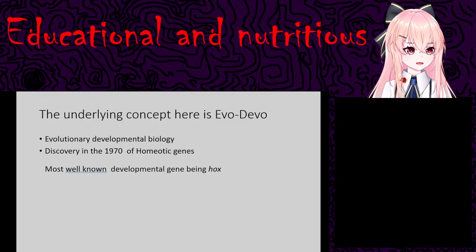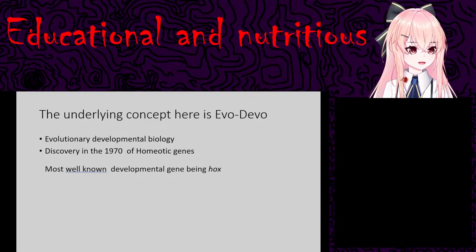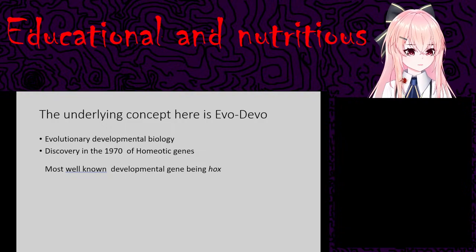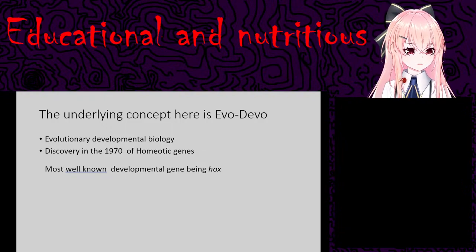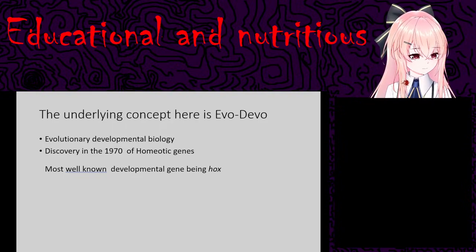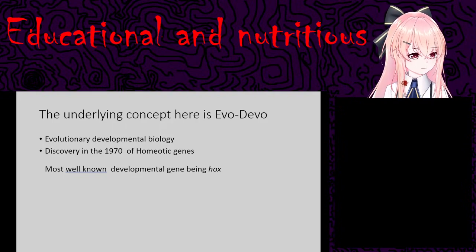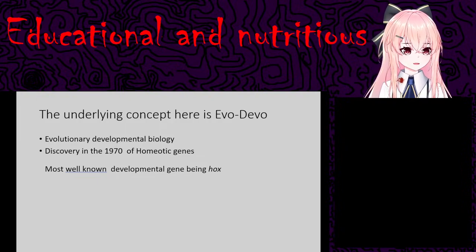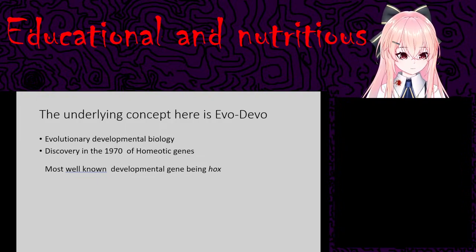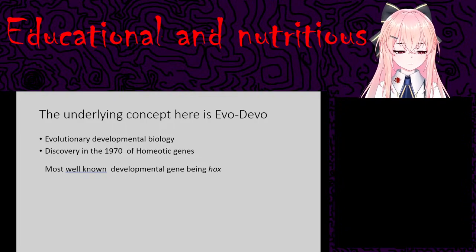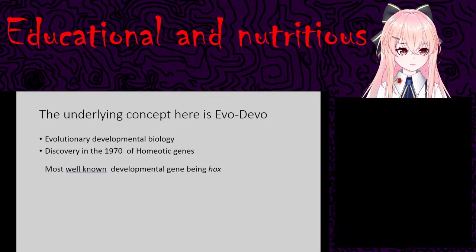Evo-Devo. Evo-Devo is not for evolution devolution, no, it's for evolutionary developmental biology. It's due to the discovery in the 70s of the homeotic genes. To do a little history lesson, before the 70s and all the biological markers were discovered, we didn't have any molecular evidence of evolution and how it affected embryology.